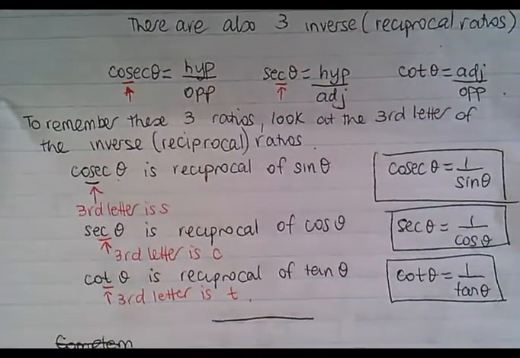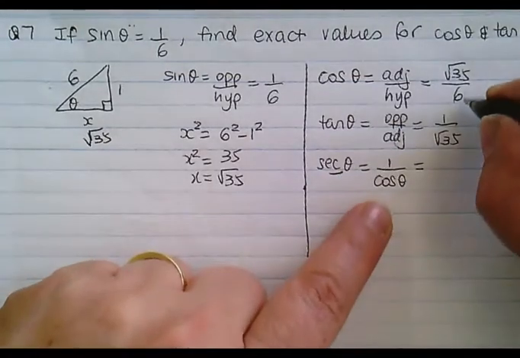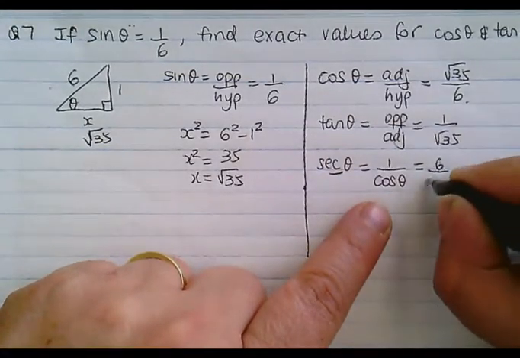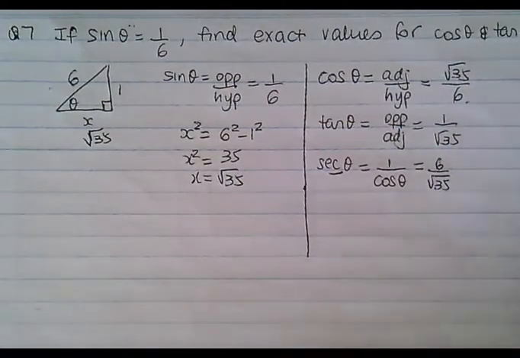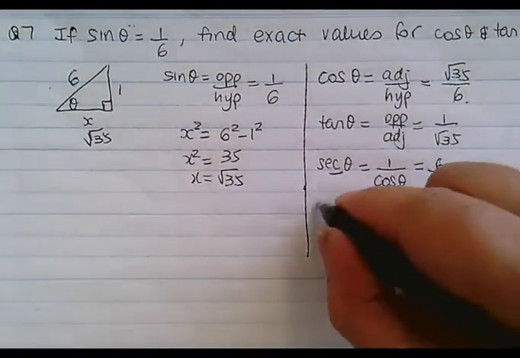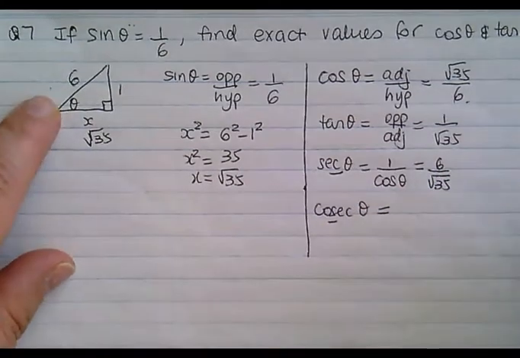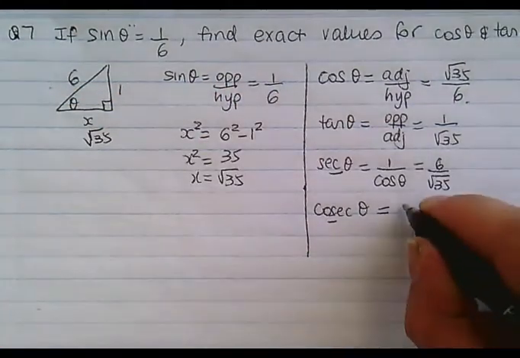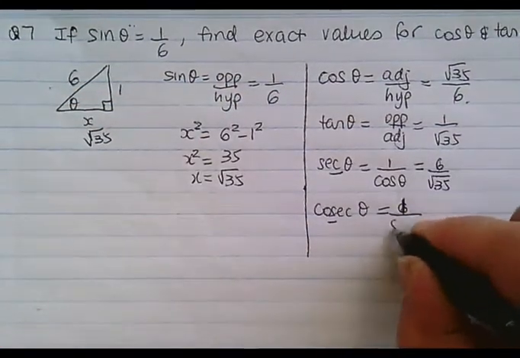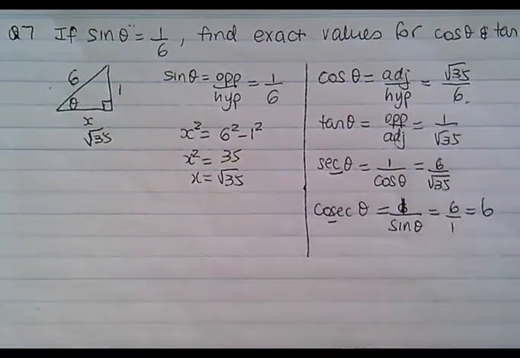So please write those in. That sec is the reciprocal or inverse of the cos ratio, so it's just 6 over root 35. Do we get it? It's just the flip of that. You don't have to write hypotenuse over adjacent if you're writing 1 over cos. Cosec is the reciprocal of sine. So cosec, sine was given in the question. What's the reciprocal of 1/6? So it's 1 over sine theta. So it's 6 over 1, which is 6.